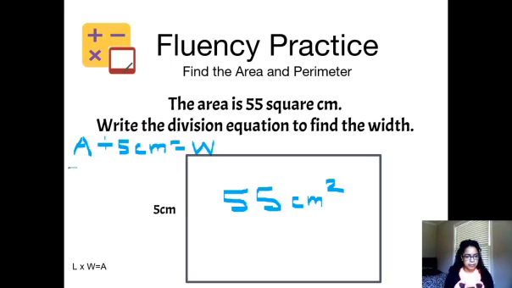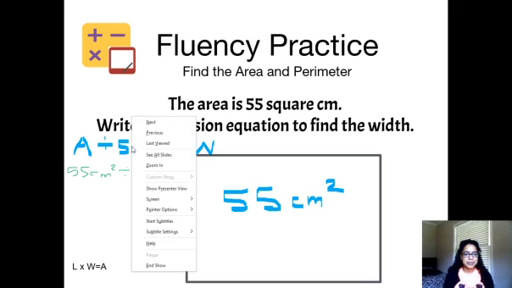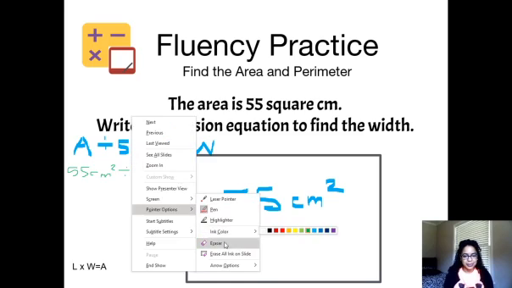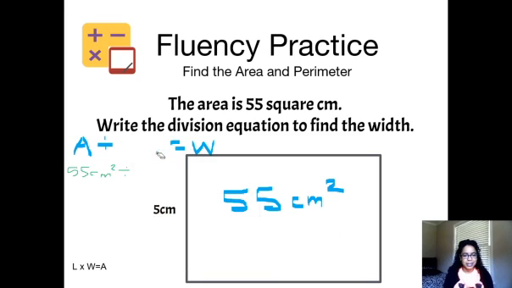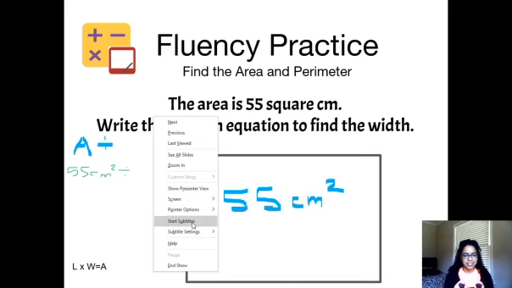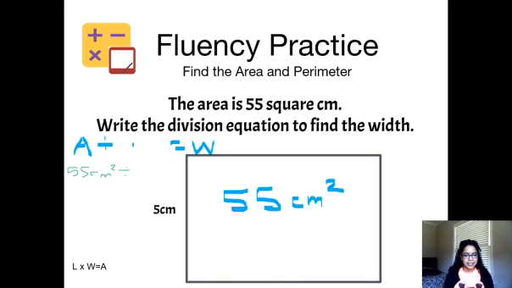So we have 55 centimeters squared divided by, and I was supposed to put length. What am I thinking? Come on, Julie, let's get it together. Okay, so there we go.